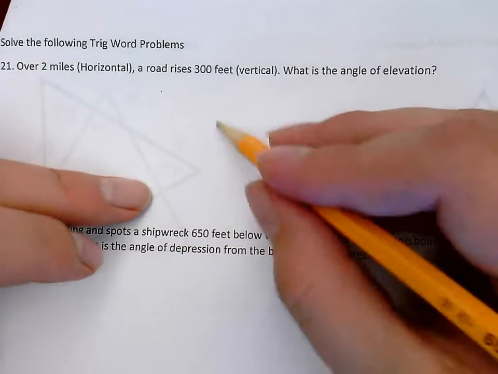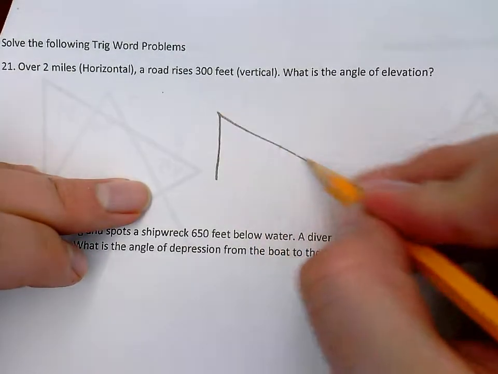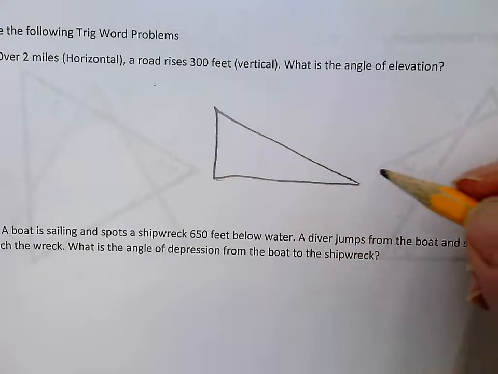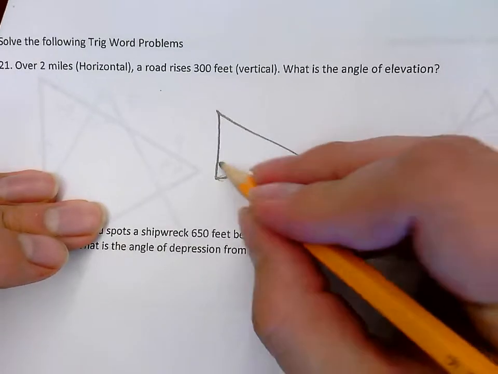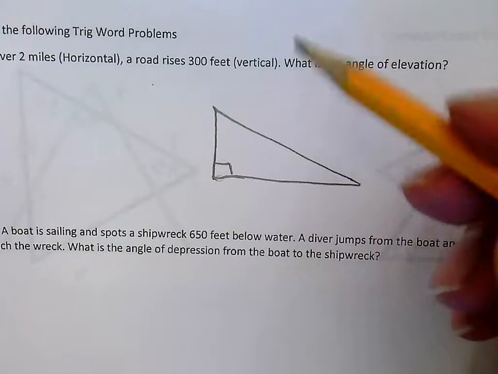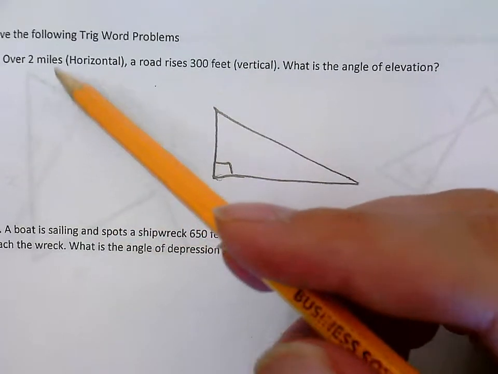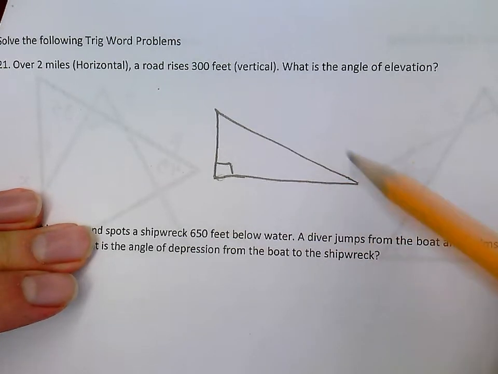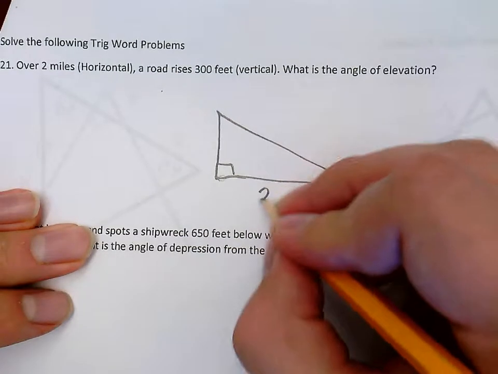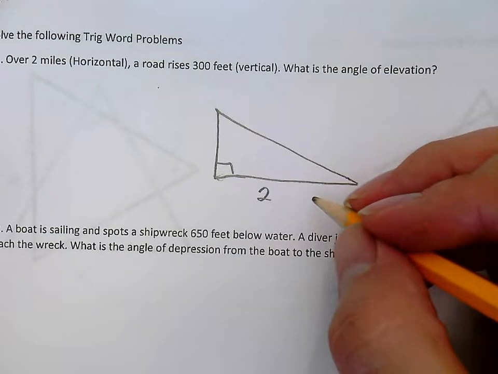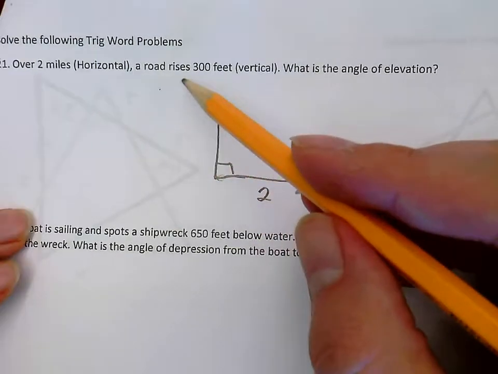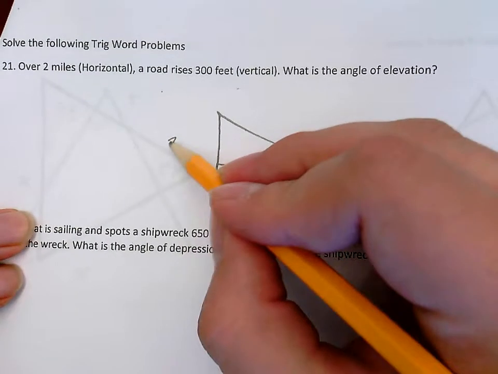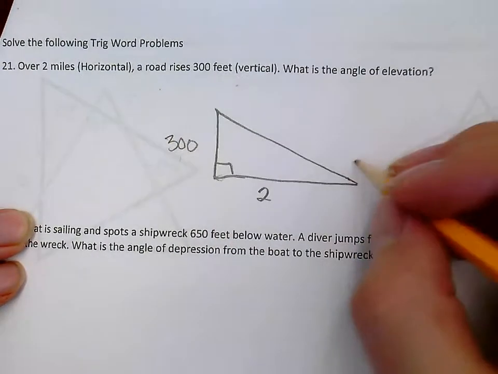Now, since we're dealing with regular trig problems, you actually have to start out by making a right triangle, all right? Because we know that's what's going to happen. So it says over 2 miles horizontal. There's only one of these 3 lines that's actually a horizontal line. I know that this is a horizontal line, so I'm going to put 2 right there. A road rises 300 feet, okay, vertically. So this is 300 right here. What is the angle of elevation?